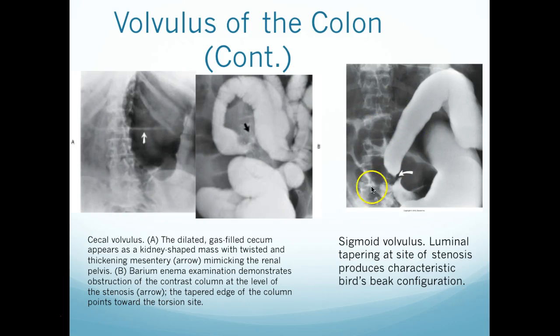So here we've got dilated gas-filled cecum appears as a kidney-shaped mass with the twisting and thickening of its mesentery, so right here. So that's where we're talking about. And this one, we have barium obstruction of contrast column at the level of the stenosis. So here we've got kind of like a bird beak appearance, and it's coming around. So this is where it's twisting upon itself. And here's the sigmoid volvulus, so tapering at the site, and here's the bird beak piece where it's coming around.